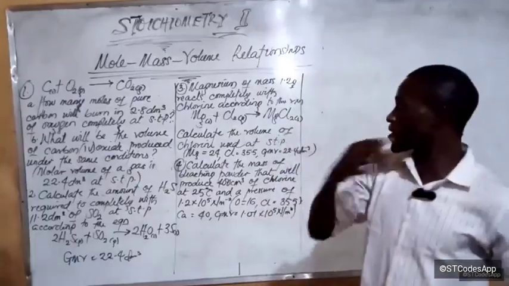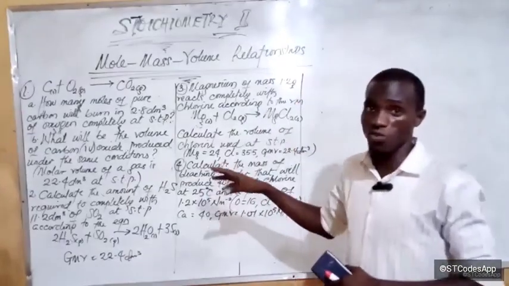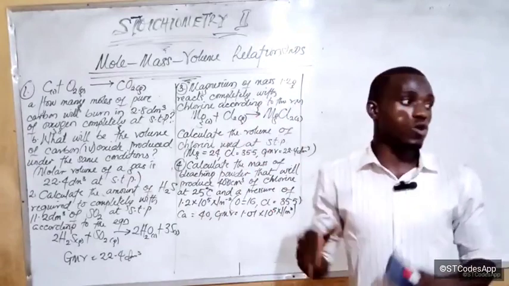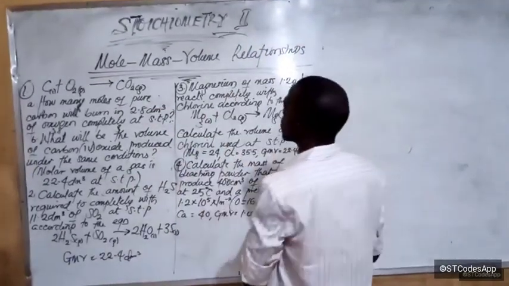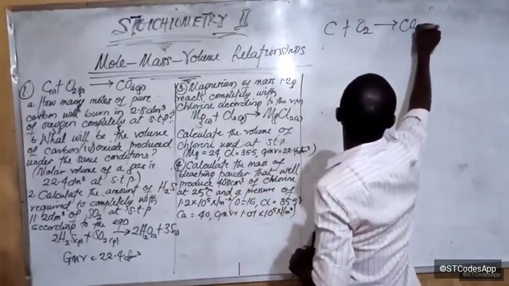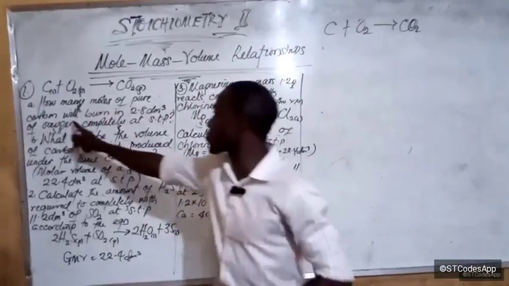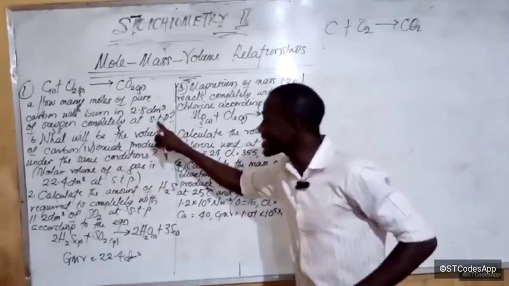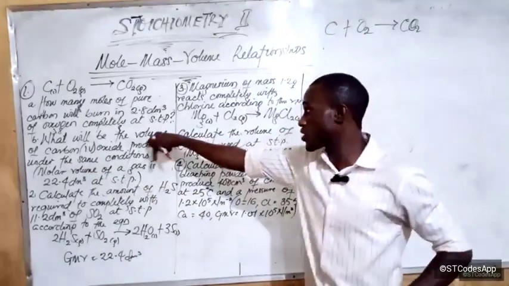Let's attempt these 4 questions, and I want you to adopt the same technique that I'll be adopting in this video to solve them. I want you to adopt the technique when you'll be solving your own questions as well. We have C plus O2 to produce CO2, isn't it? So the question now says, how many moles of pure carbon will burn in 2.8 dm cube of oxygen completely at STP? Now, this is a very important term that you have to take note of.